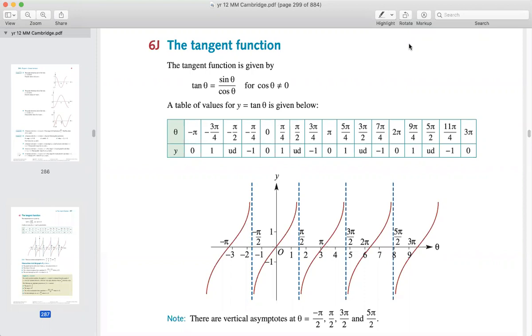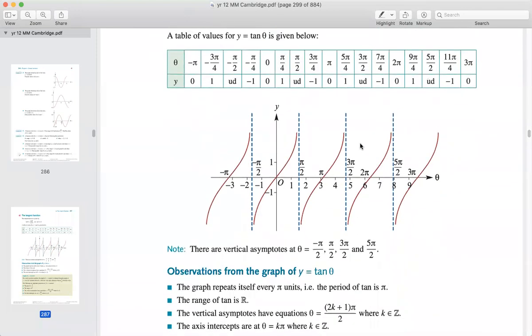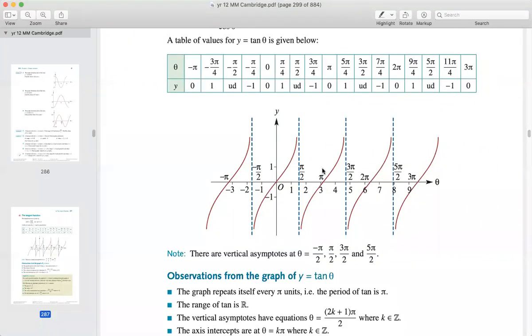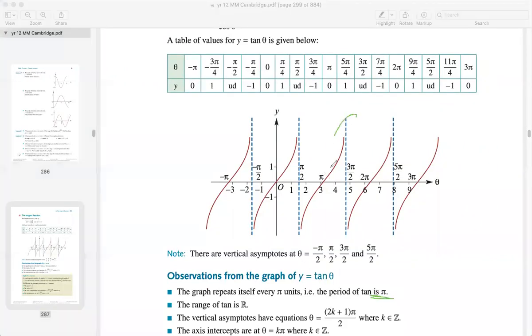Okay, so for tangent functions, it's essentially just sine theta over cos theta. With substitution of enough points, we get a graph that looks like this. But as you guys notice, for our tangent function, our period now is pi, and we have so many asymptotes. And the book directly gave us the general solutions for the asymptotes.